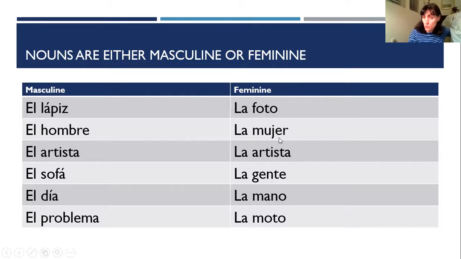La mujer means woman. That's feminine. La artista, this is a female artist. Okay, so el artista is a male artist. La artista is a female artist. El artista is masculine. La artista is feminine.